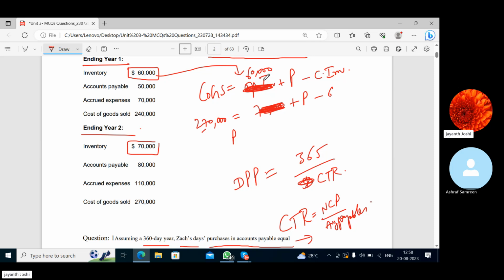Yeah, so last year's closing inventory is this year's opening inventory. Purchases we need to find out. This year's closing inventory is given, 70,000. So 60,000 plus purchases minus 70,000. So 2,70,000 equals 60,000 plus purchases minus 70,000.